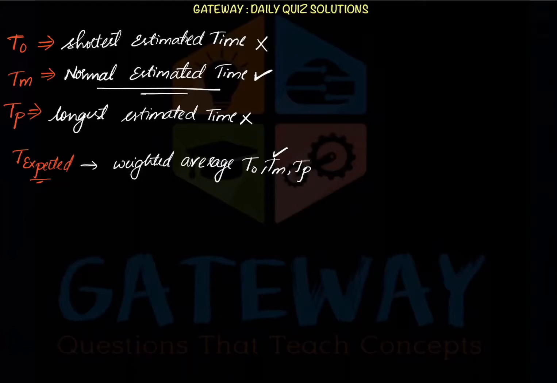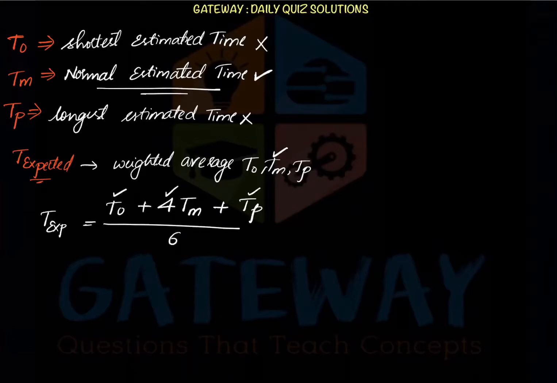But we will be giving higher weightage to the most likely time, and generally the weightage is 4 times the TM. And generally for the pessimistic and optimistic, we will only give one part. Out of 6 parts, 4 parts we will be giving to the most likely time. We want to finish it in normal time. 1 part will be given to optimistic to be on the safe side, and 1 part to the pessimistic to be on the safe side, upon 6. This is our expected time.